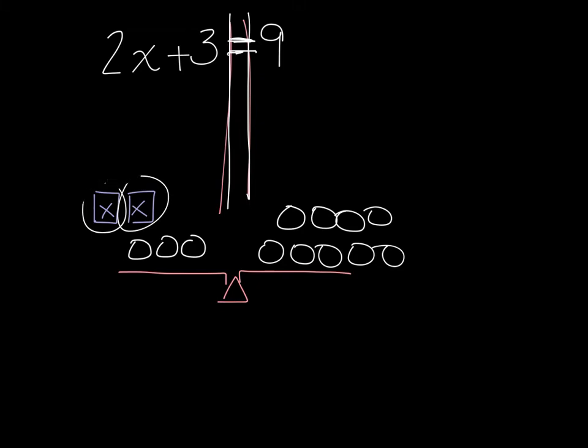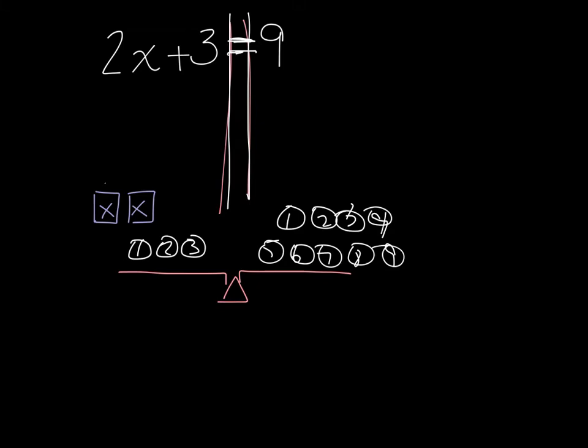Darn, I can't erase it for some reason. I have those two x's, and then I have three, right? 1, 2, 3, and then I have 9. 1, 2, 3, 4, 5, 6, 7, 8, 9. And it's balanced right now, okay? Because I gave it to you and it's balanced. But we're trying to find out what x is.